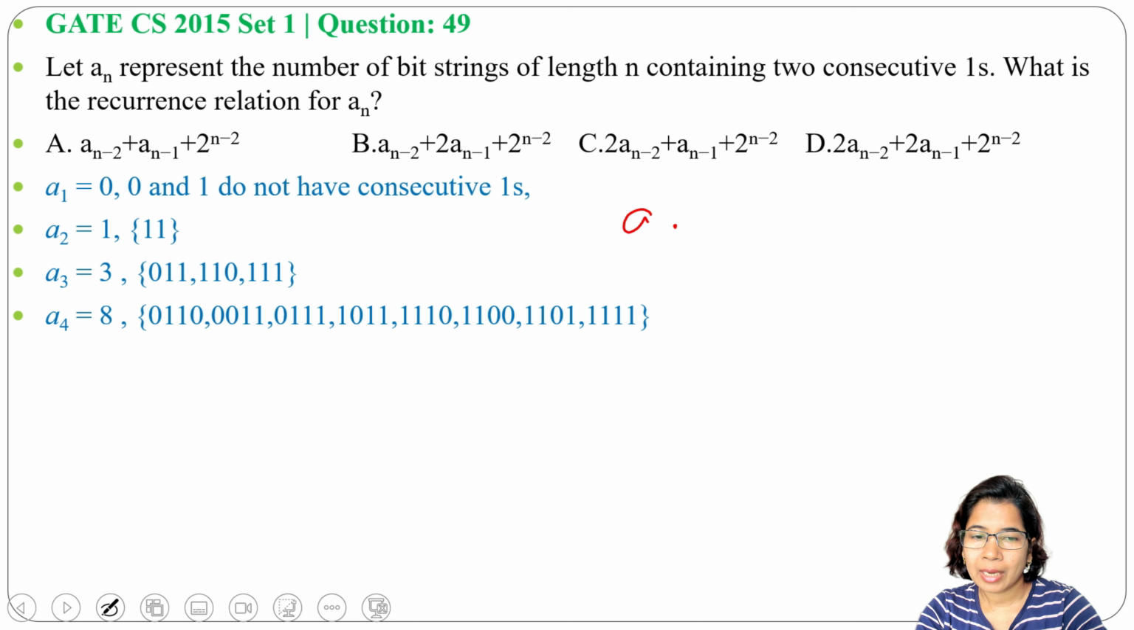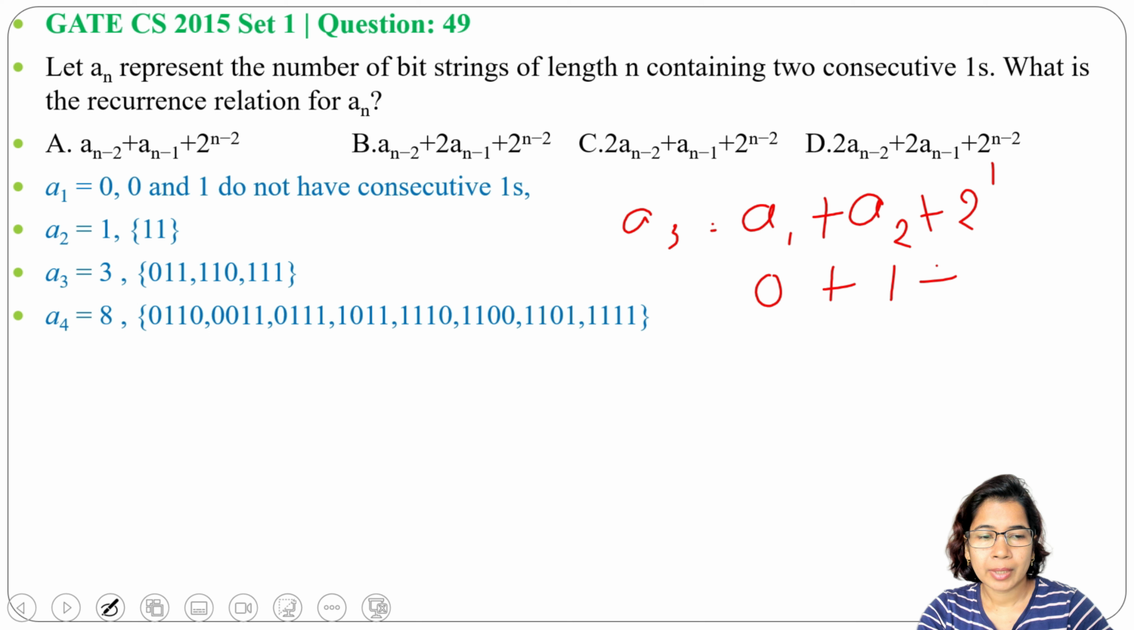A(3) according to option A will be A(n-2) plus A(n-1) plus 2 power n-2. So A(3) is A(1) plus A(2) plus 2 power 1. What is A(1)? A(1) equals 0. A(2) equals 1, plus 2. It's 3. Yes, it's the same. A(3) equals the same.